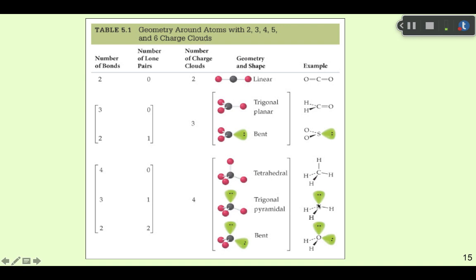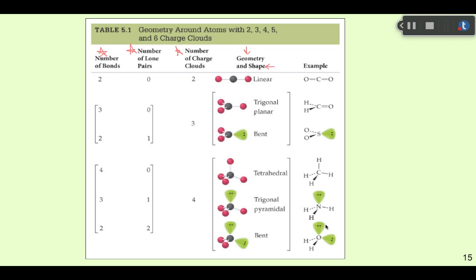There is a nice summary chart in your textbook that gives you a way of recalling how to put all this together, but the more examples you see, the more sense it makes. Do make sure you focus on this chart to realize it's the number of bonds and the number of lone pairs that determine the total number of charged clouds. The total number of charged clouds gives us geometry and angles and the shape of the actual molecule.